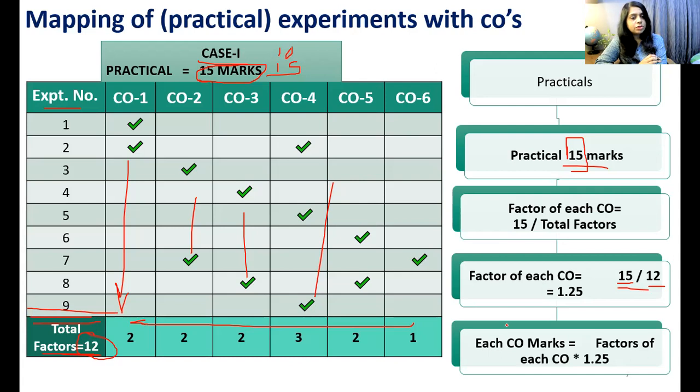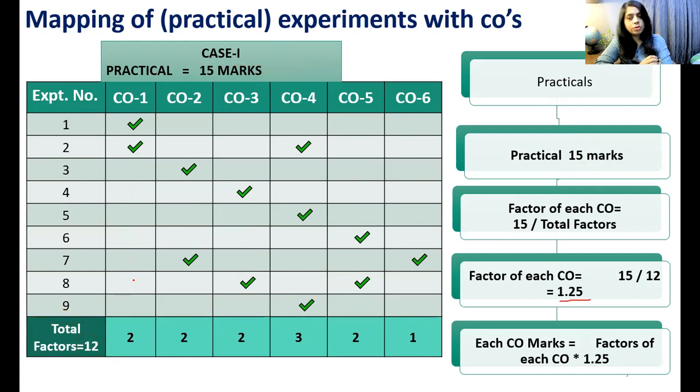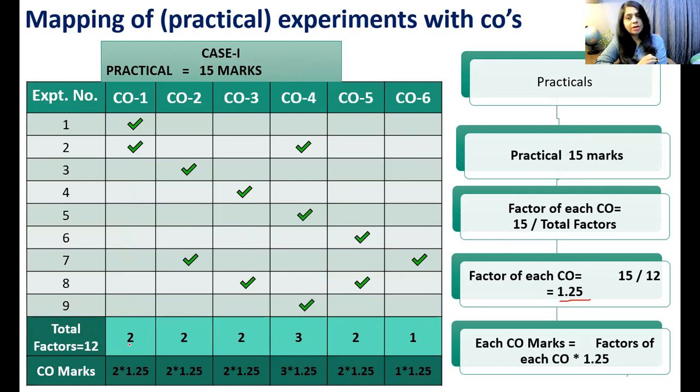After doing this, you have got this factor of 1.25. Now what you have to do? Do this. Calculate, multiply each factor by this 1.25. It will not always be 1.25. It is different for different cases. And you will get these marks for each CO.